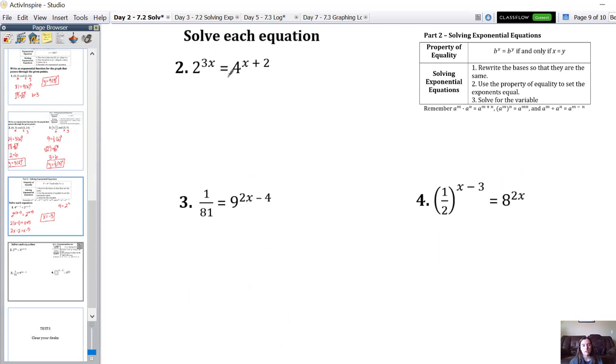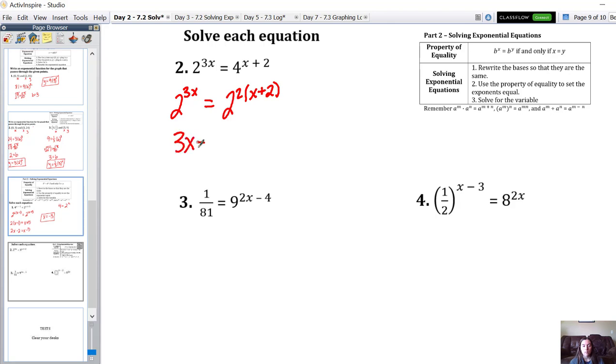Number 2: 2 to the 3x equals 4 to the x plus 2. This one's very similar to number 1, where we can change both of those bases to be 2's. Remember, I'm making the bigger one into a smaller base. So the left side's not going to change. We still have 2 to the 3x. Then on the right side, I'm changing that 4 to a 2 squared. So 2 squared, keeping our original exponent, x plus 2. And now we can just focus on setting those exponents equal to each other.